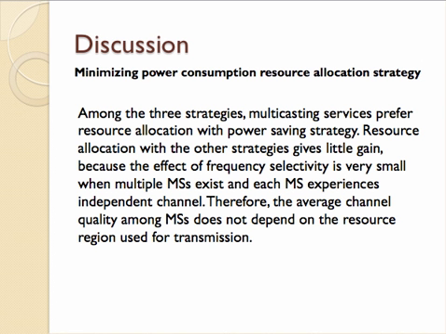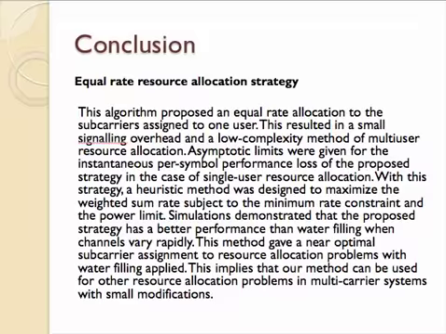For the minimizing power consumption resource allocation strategy, among the three strategies, multicasting services prefer resource allocation with the power saving strategy. Resource allocation with other strategies gives little gain because the effect of frequency selectivity is very small when multiple mobile stations exist and each mobile station experiences an independent channel. Therefore, the average channel quality among mobile stations does not depend on the resource region used for transmission.